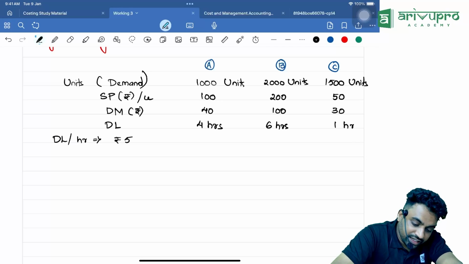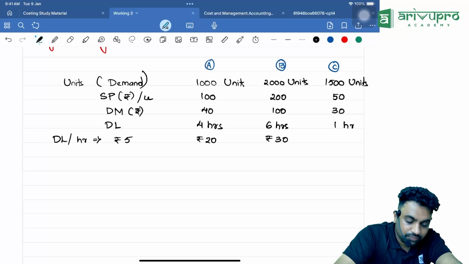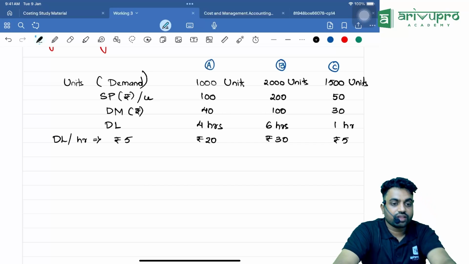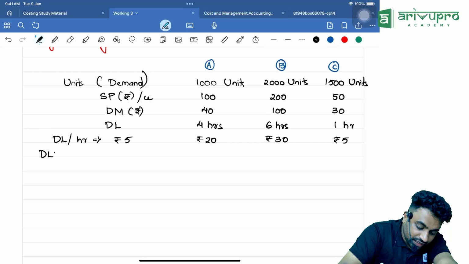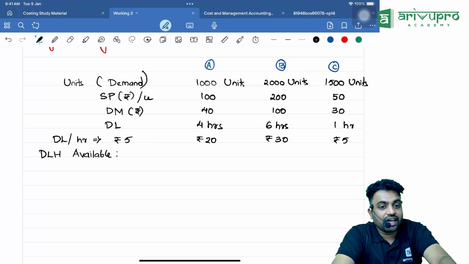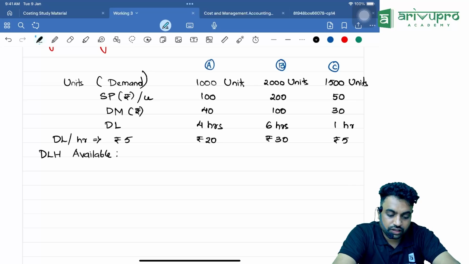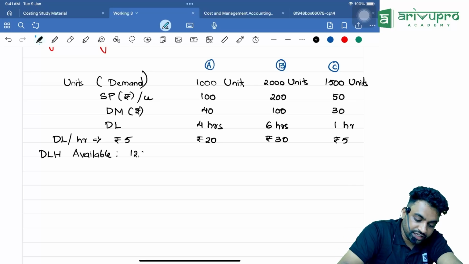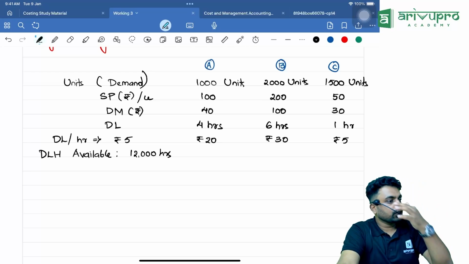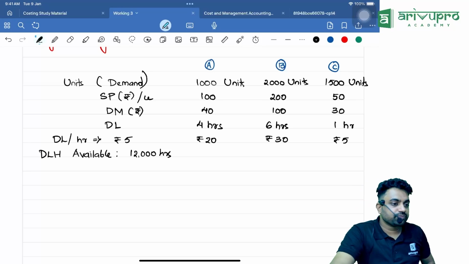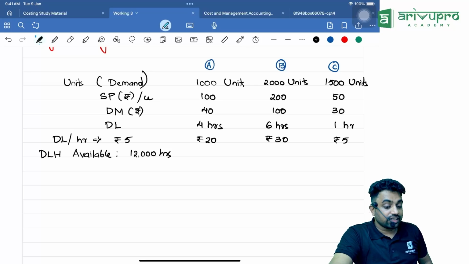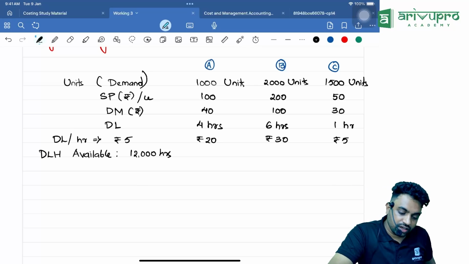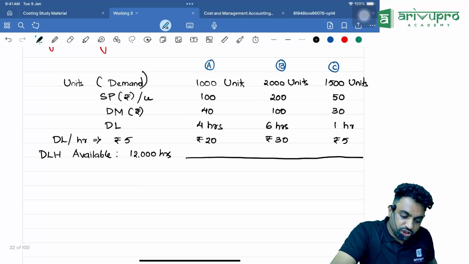Now, tell me here how much it will be? 20, 30, 5. Direct labor hours available is 12,000 hours. Now listen. Quickly tell me the contribution per unit of A.